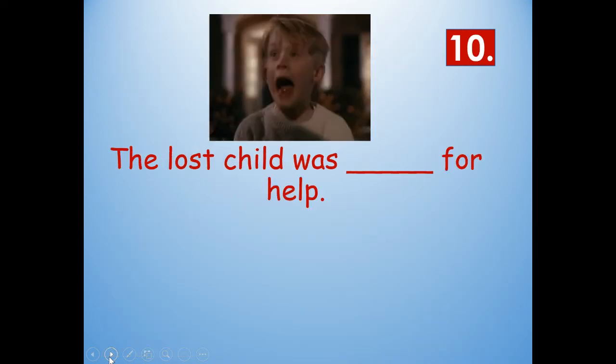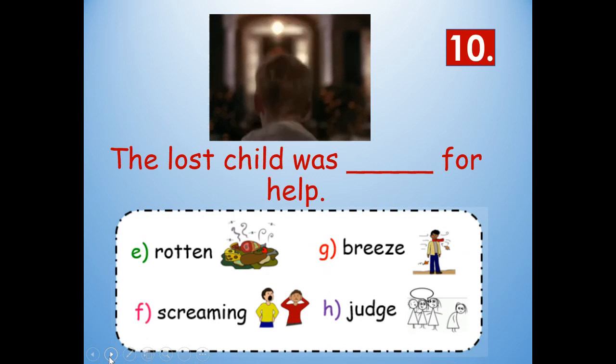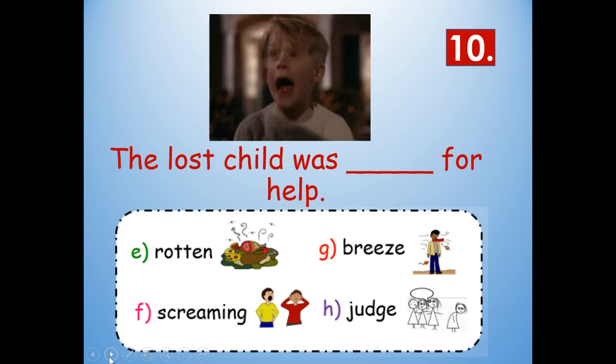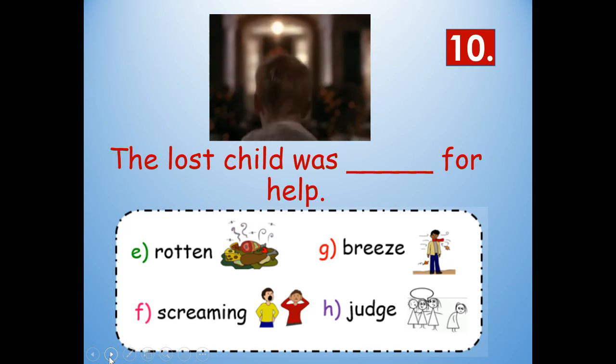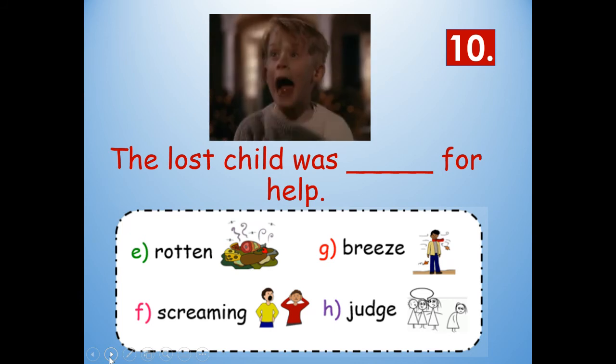Number 10. The lost child was blank for help. Would it be the lost child was rotten for help? The lost child was screaming for help? The lost child was breeze for help? Or the lost child was judge for help? What makes most sense?